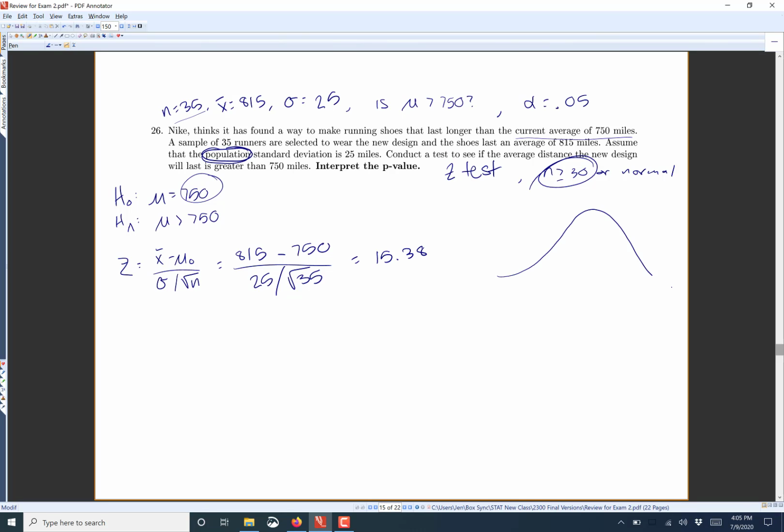Now for your p-value, you're going to draw a normal curve here. I'm going to be looking for z equals 15.38. Because this is a greater than, I'm going to shade to the right. So I need to have some kind of normal calculator.